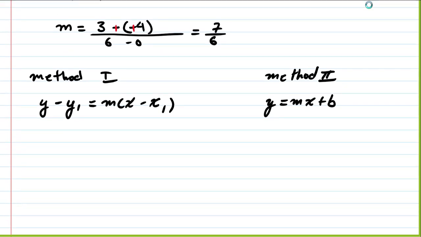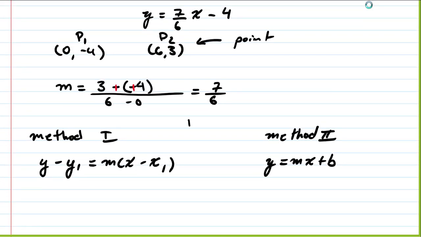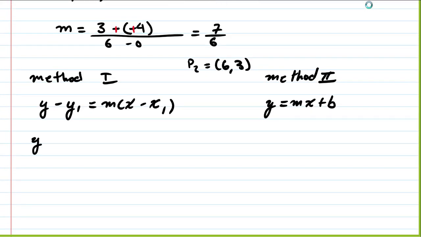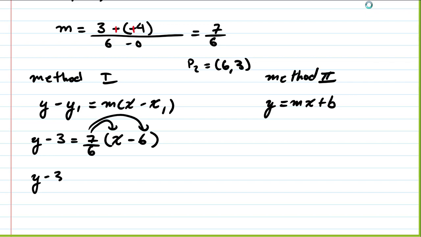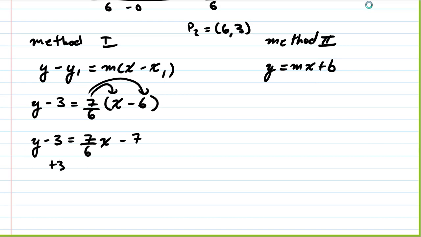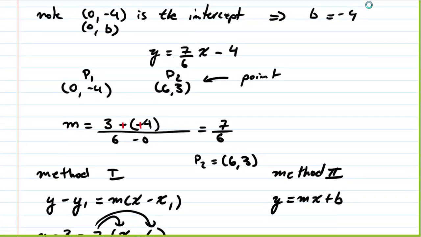So using method one and our point that we are going to be using this time was 6, 3, we would put that into our formula. So y - 3 is equal to 7/6 times x take away 6. If we open our parentheses by distributing, we have y - 3 equals 7/6 x, 7/6 times -6. The 6's reduce out, and we get -7. We then add 3, and we get y is equal to 7/6 x take away 4. Well, notice that's the same answer we got up here.